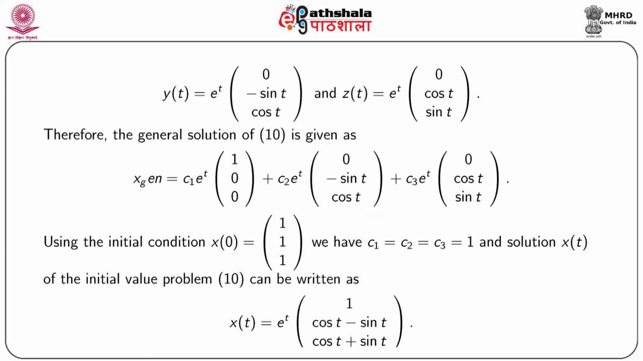And next, we use the initial condition x(0) is equal to 1 1 1, and it can be shown that c1, c2 and c3 all have the values 1, and hence we conclude that the solution x(t) of the initial value problem 10 can be written as x(t) is equal to e to the power t multiplied by the matrix 1, cos t minus sin t, cos t plus sin t.